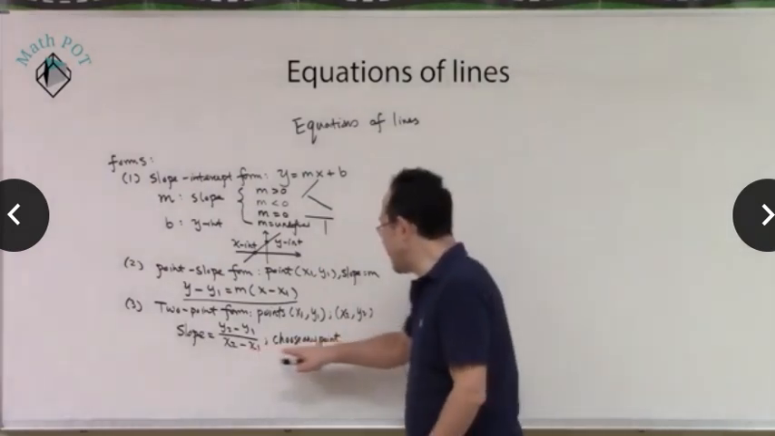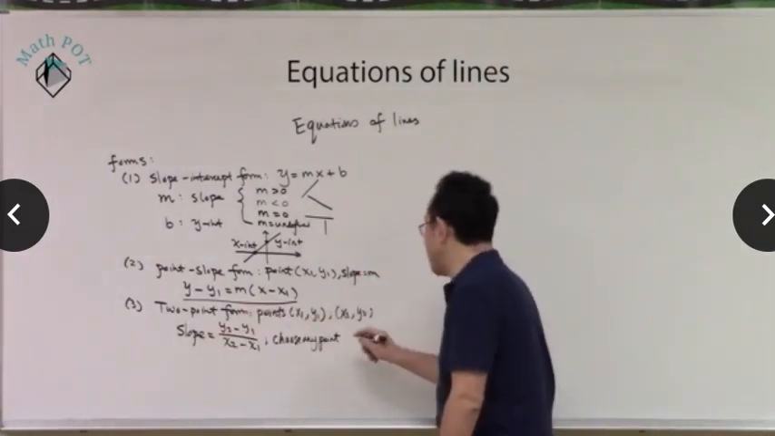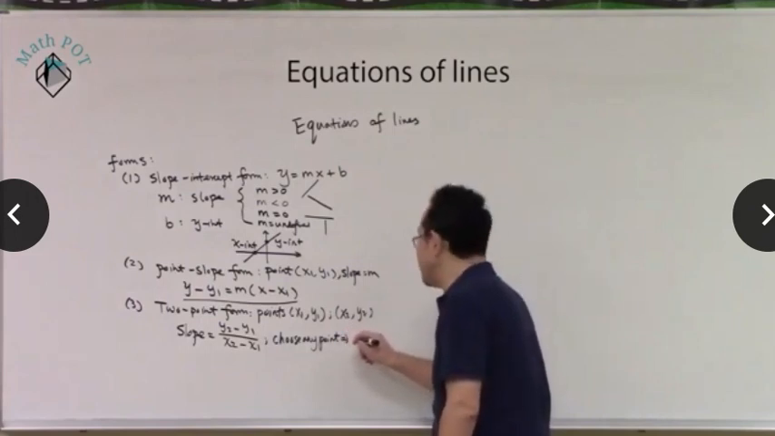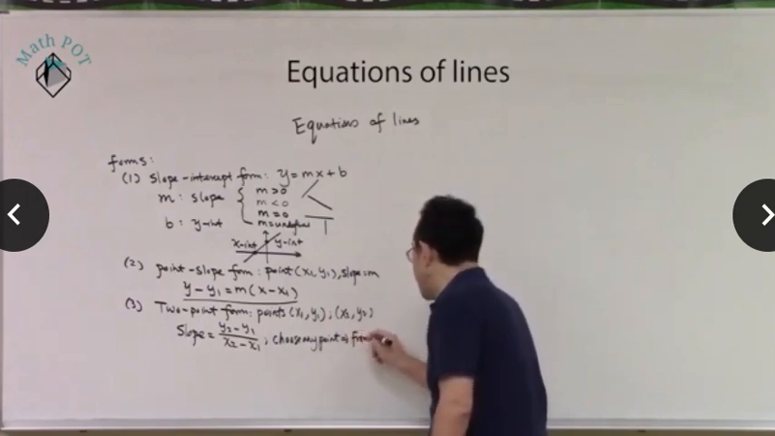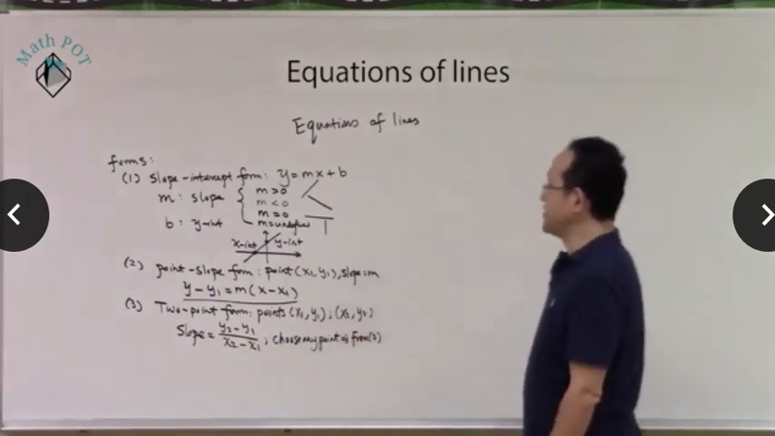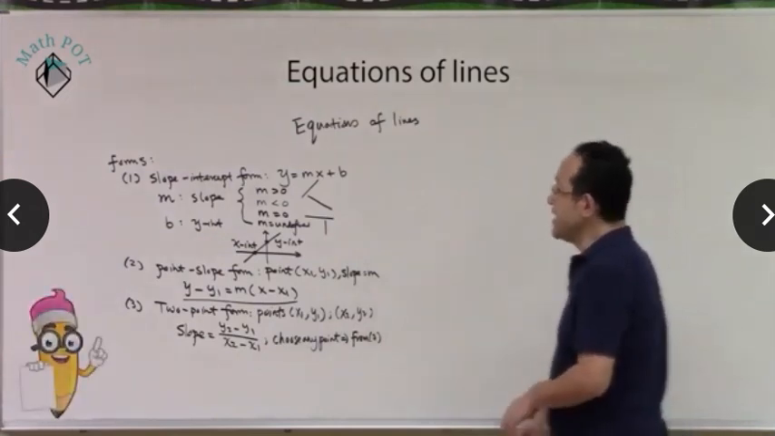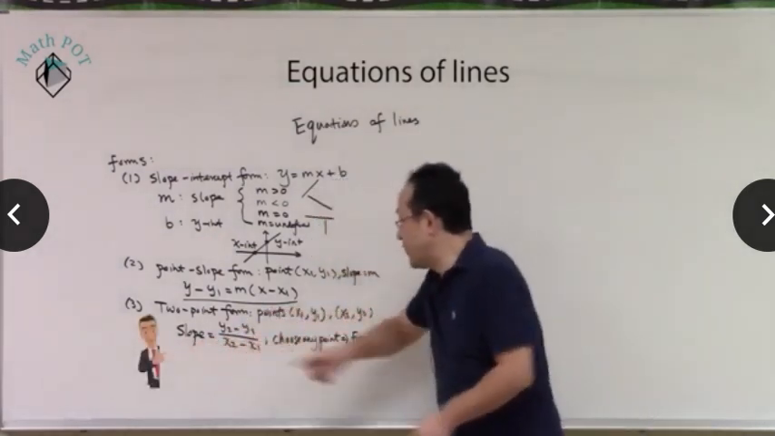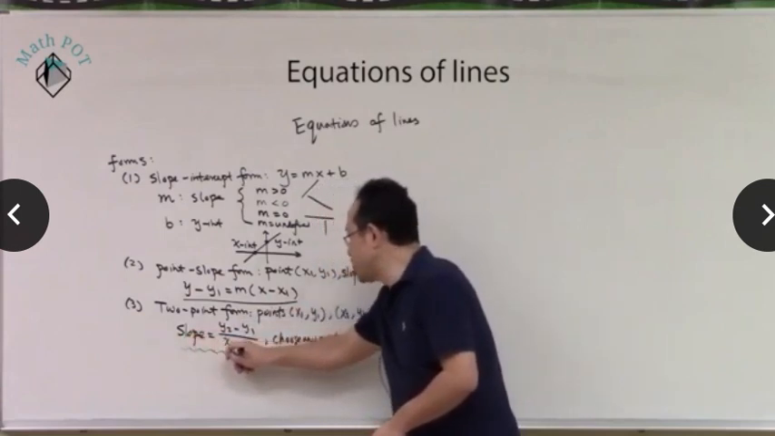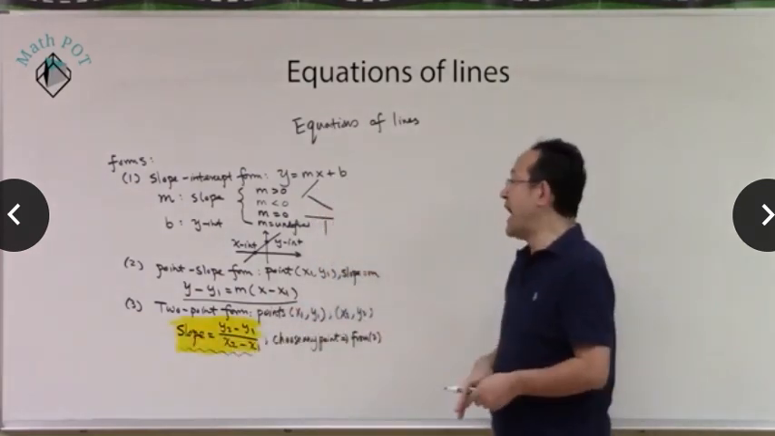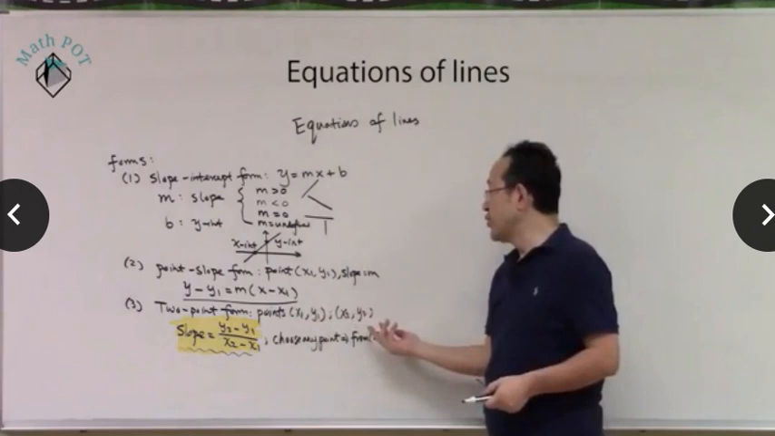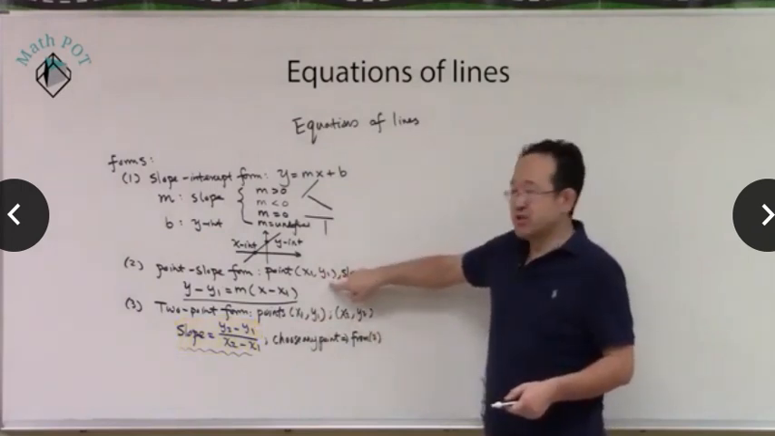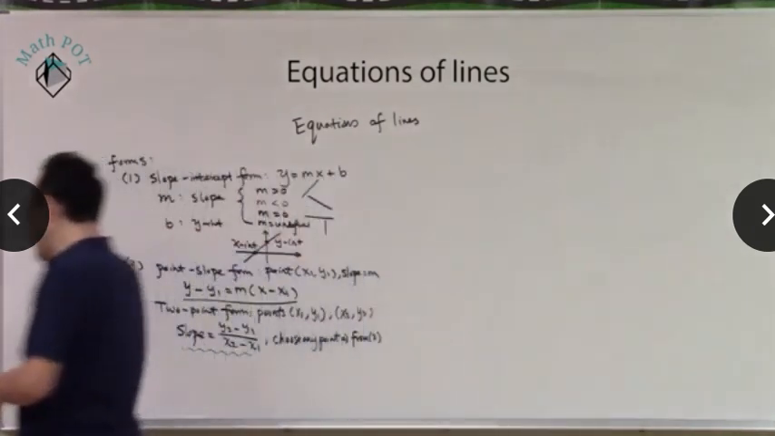So at this point, with 1 point plus the slope, of course we go to the second form, which is the point-slope form. Again, you don't need to remember too many things. Remember this equation for the slope from 2 points. After you get here, we choose any point to plug into this form. That is something you need to understand.